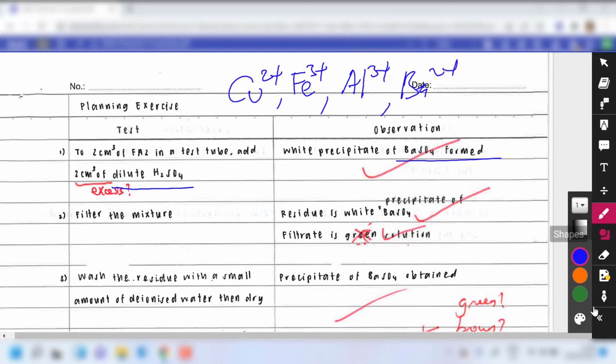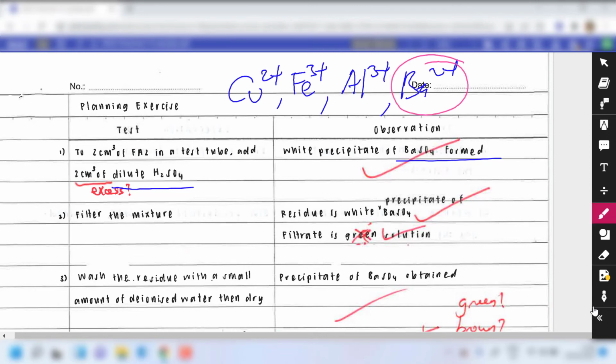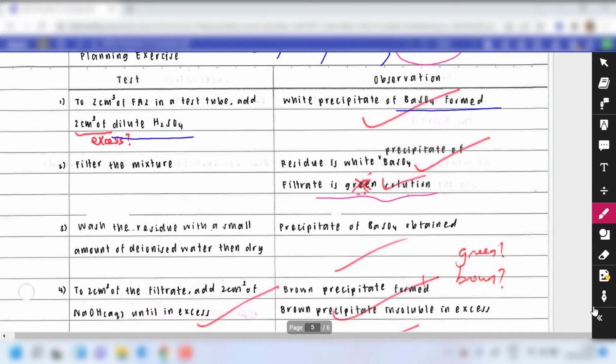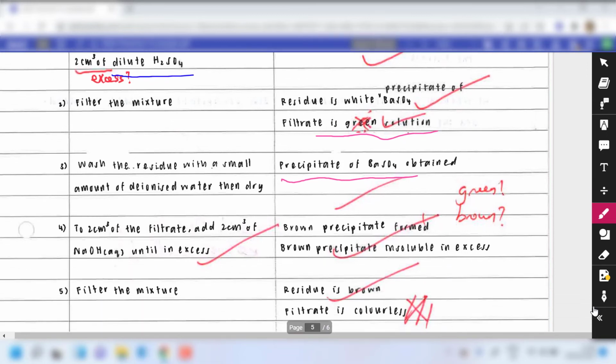Okay, so what happened was Ba2+ was separated. Then after that, your classmate actually described the solution, probably taking inspiration from what we had earlier on. Yeah, so it's a green solution, it's correct. And then after that the precipitate was being washed, so that's fine. And then after that, to the filtrate, sodium hydroxide was being added until in excess.